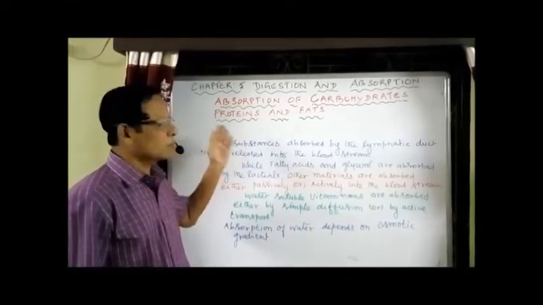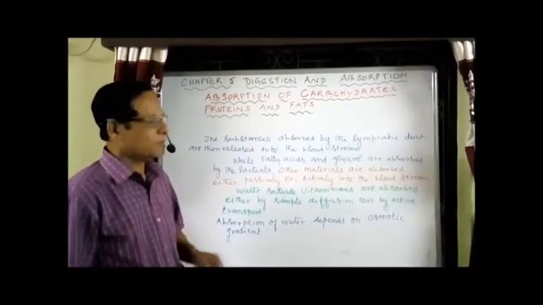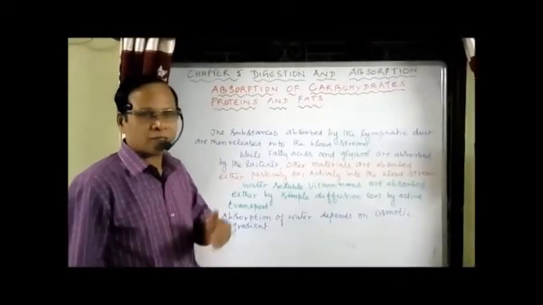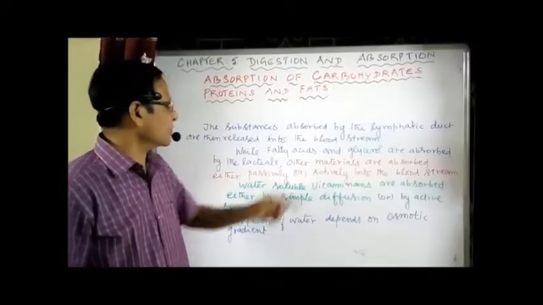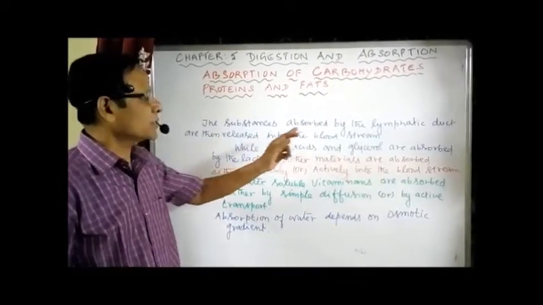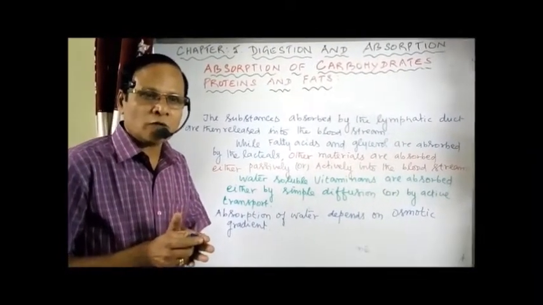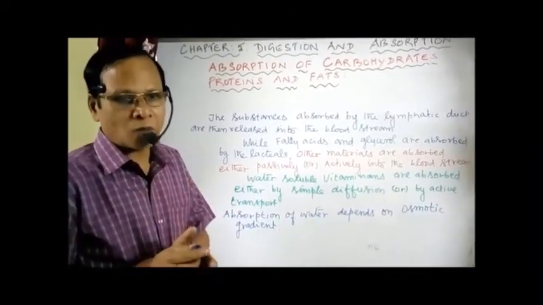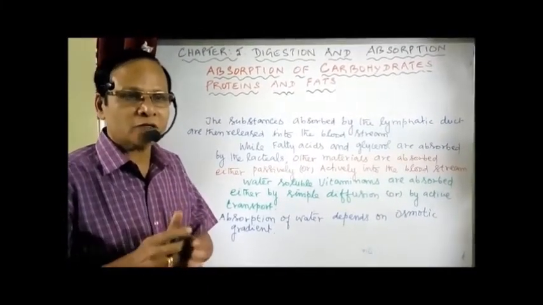I already mentioned the absorption of fats. Now I am writing on the board the facts I have described so far. The substances absorbed by the lymphatic duct are then released into the bloodstream. The fatty acids and glycerol are absorbed by the lacteals. All other materials are absorbed either passively or actively into the bloodstream.